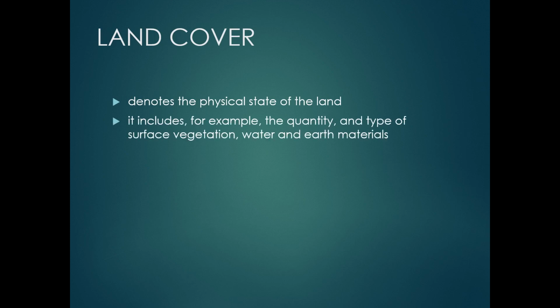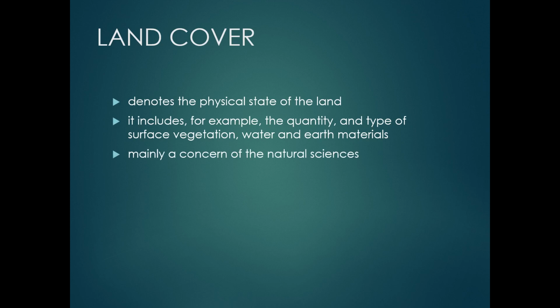Now, the other type of land transformation has to do with land cover. And if you remember, land cover refers to the physical state of the land, what is covering the land. And it might include, for example, the quantity and type of surface vegetation. It could include the percentage of water, wetlands. It could include descriptions of earth materials. These are all natural things that cover the land in certain proportions. And of course, it can change through time.